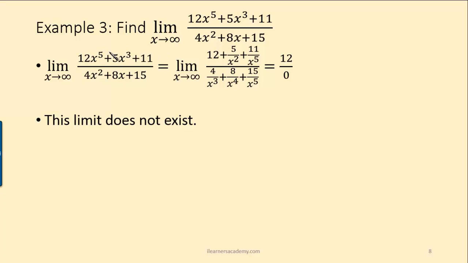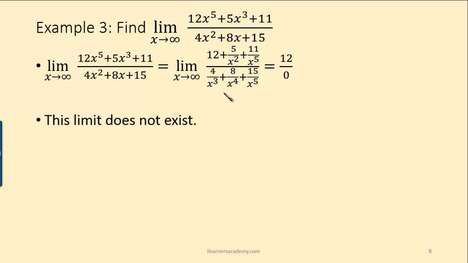Well, this will give us 12 here. Here we get 5 over x squared. Notice x cubed over x to the 5th gives us x squared under here. This will be 11 over x to the 5th. Continuing down here, we get 4 over x cubed, 8 over x to the 4th, and 15 over x to the 5th. Each of these approaches 0 as x approaches infinity.